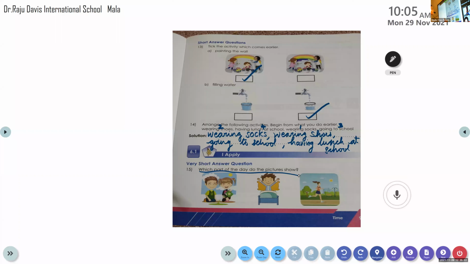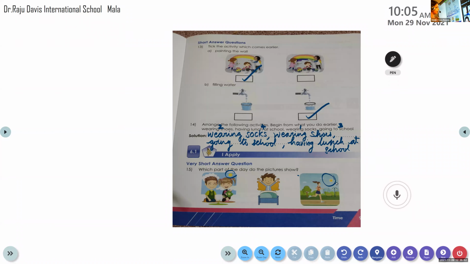We have 4 parts of the day. Out of these 4 parts, which part of the day is it showing? Is it morning, afternoon, evening, or night? Which one? Morning. Very good. You can see the first picture, you can see the sun here. They're watering the plants. Now, second picture, waking up. Third one also, you can see the sun. So that means it's in the morning.